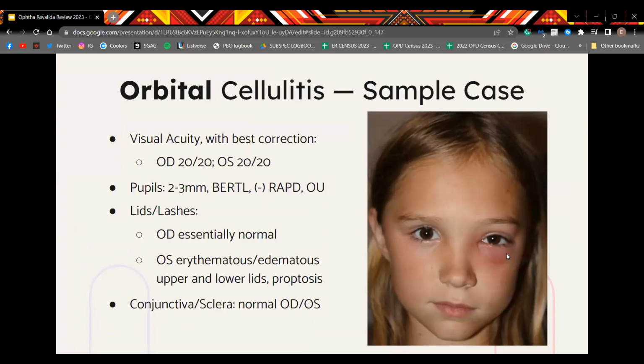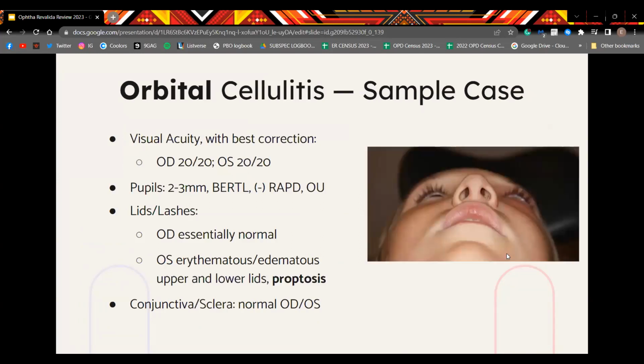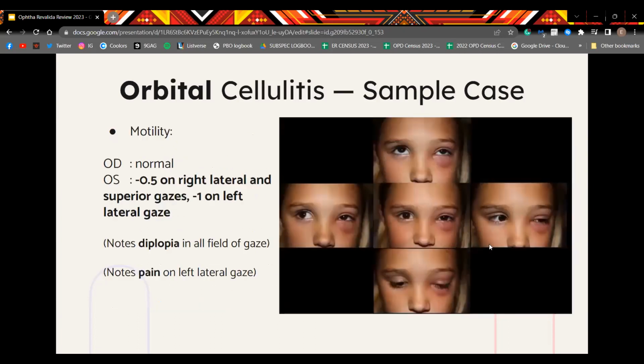Conjunctiva niya is normal, so wala namang chemosis. Ito, on worm's view, mas ma-appreciate mo yung presence ng proptosis, although very mild lang siya. And then, ito yung mas specific na finding, no? On motility testing, meron kang limitations sa EOMs niya dun sa left eye. Meron din siyang noted diplopia in all fields of gaze, and meron din siyang pain on left lateral gaze. So, pag narinig mo yun, medyo sure ka na could be orbital cellulitis.